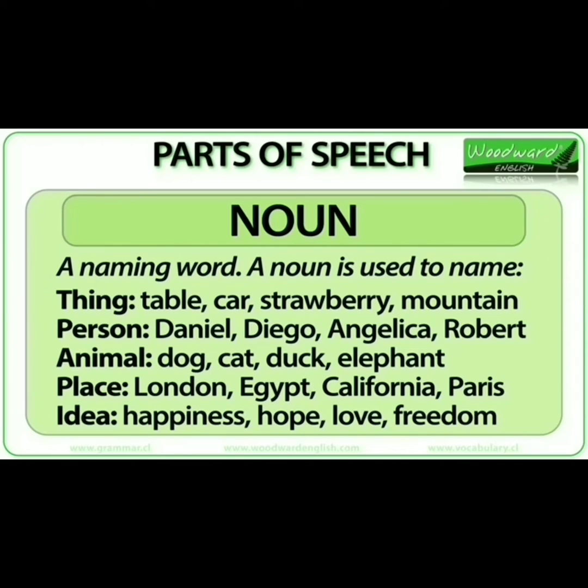Now, see more examples related to thing: table, car, strawberry, mountain. Person: Daniel, Diego, Angelica, Robert. Animal: dog, cat, duck, elephant. Place: London, Egypt, California, Paris. Idea: happiness, hope, love, freedom.